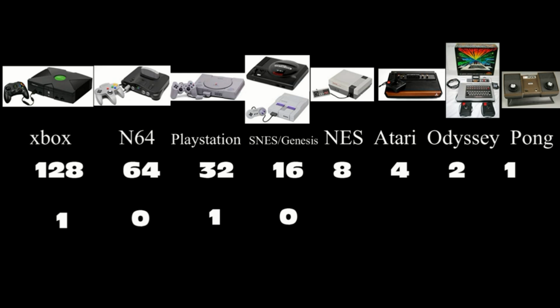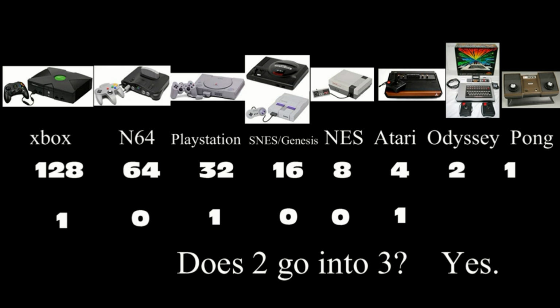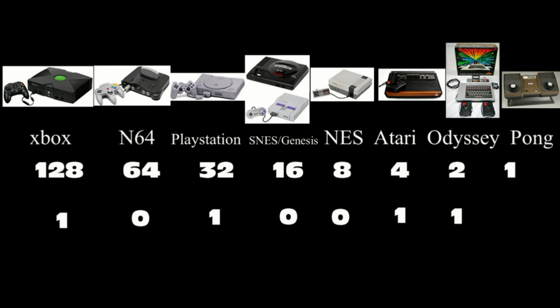Now we still have 7, and we ask, does 8 go into 7? And that answer also is 0, or no, so we put 0. And then we ask, does 4 go into 7? And that answer is yes, so we put down 1. And then we do our subtraction. 7 minus 4 equals 3. Does 2 go into 3? Yes, so we put down 1. 3 minus 2 equals 1.